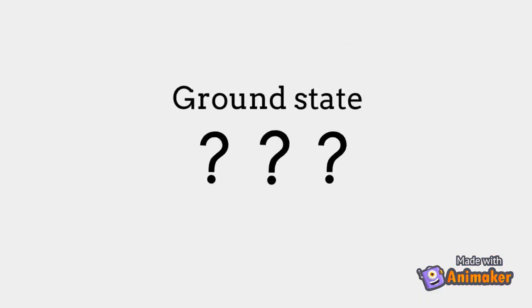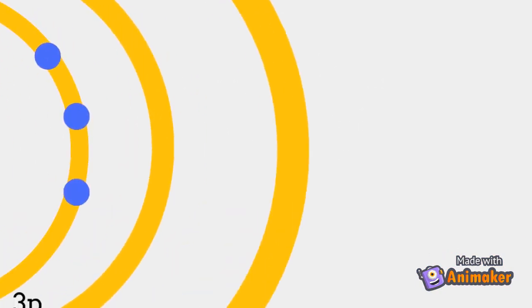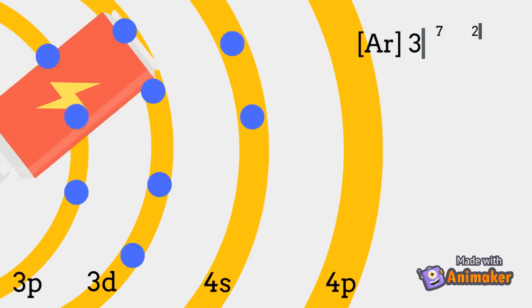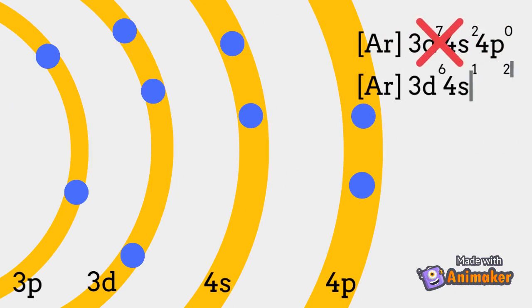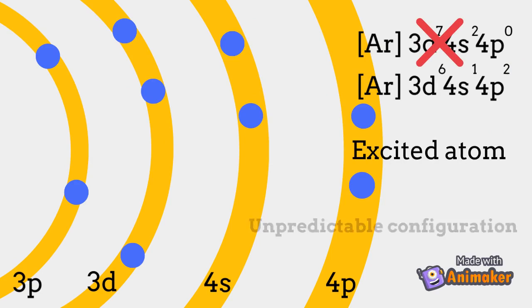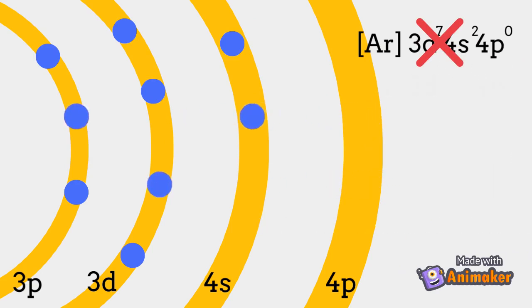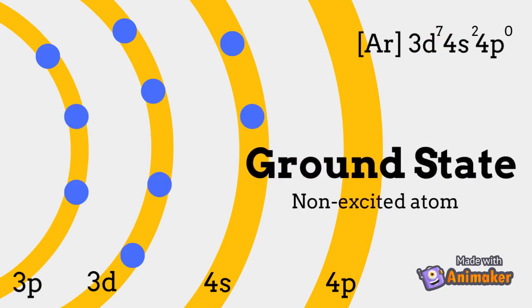Before going to the next part, let me tell you about the ground state. Let's imagine we are giving energy to this cobalt atom. Then the electrons in this atom will absorb that energy and will jump to higher energy levels, and this will change the electronic configuration of the cobalt atom. So we call such an atom an excited atom. There may be a number of configurations for an excited atom. For an excited atom, the configuration cannot be predicted. That's why they always ask about the ground state, which is related to a non-excited atom. There we can see exactly the configuration that we write with the help of the Aufbau principle.